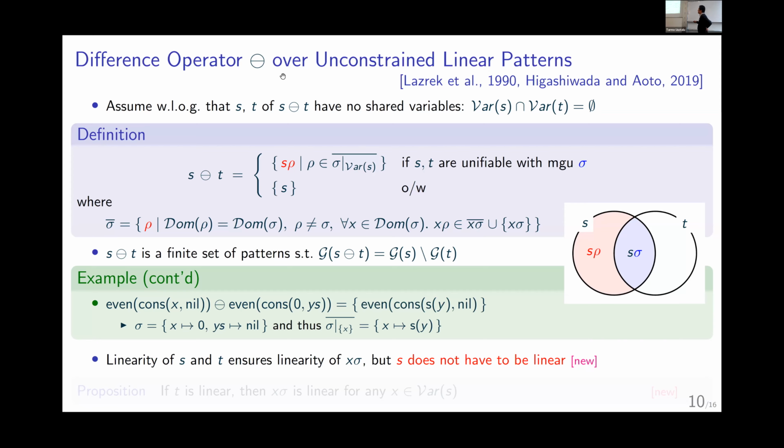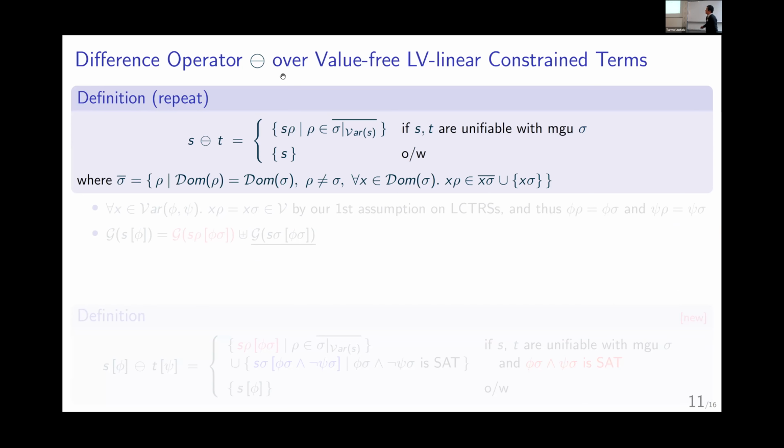So this is the difference operator, but linearity of S and T ensures linearity of X sigma because we compute the complement of X sigma. But S does not have to be linear because of this proposition. So if T is linear, then X sigma is linear for any variable X in S. So thus we can ensure linearity of X sigma by linearity of T only. Thus we relax the linearity. So we drop linearity of S. So this is a new part, but now our main topic is extension to constraint terms.